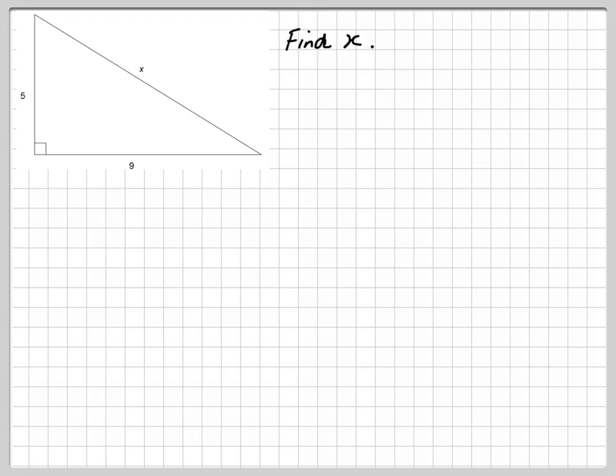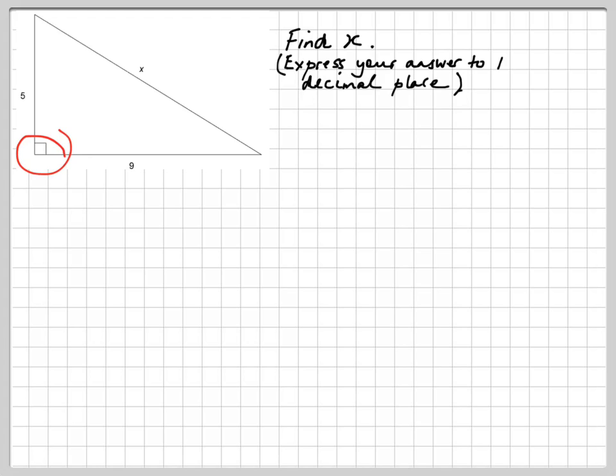Alright, so we're going to try and find x in this diagram here. We are asked to express our answer to one decimal place. The first thing we notice is we've got a right angle just here in the lower left of this triangle. So that's good, that means we can use Pythagoras' theorem. If we kick the football out from the goal, we will hit the hypotenuse. This side here is the hypotenuse, and it's opposite the right angle, which is here.